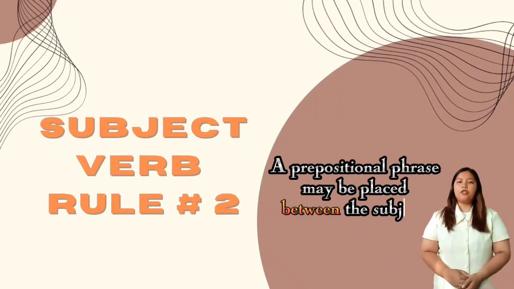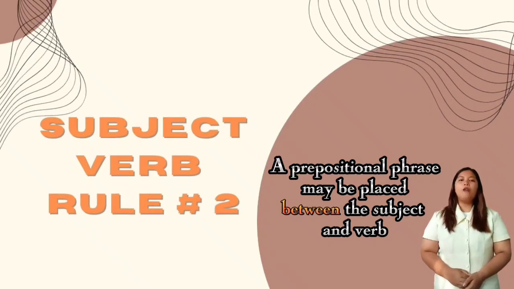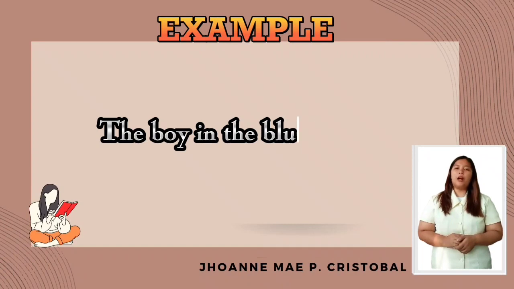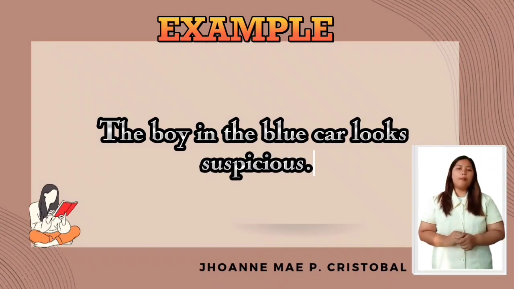A prepositional phrase can be placed between the subject and the verb. For example, the boy in the blue car looks suspicious. Boy, singular, looks, singular.